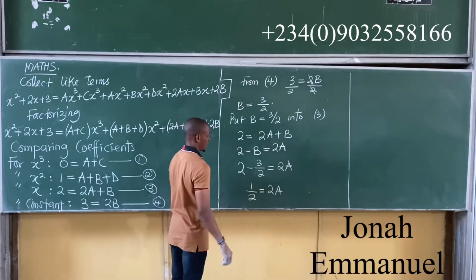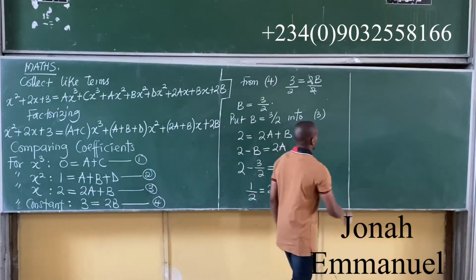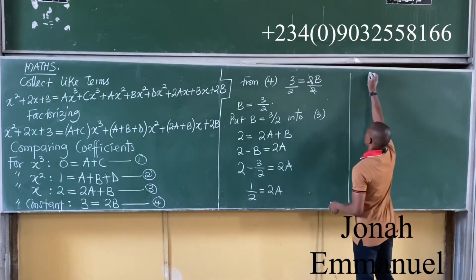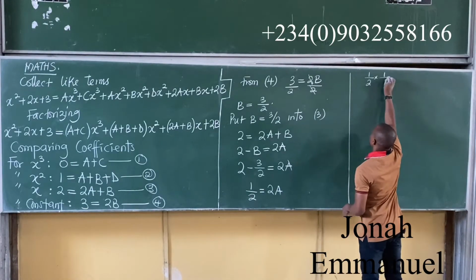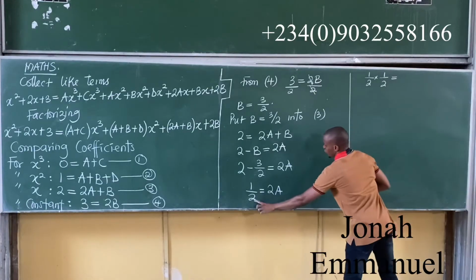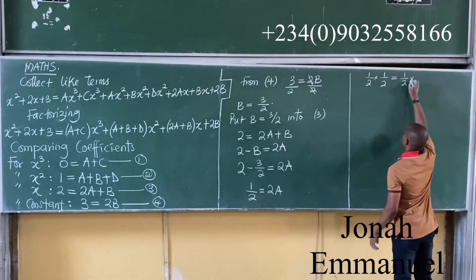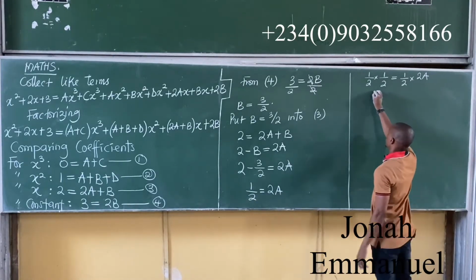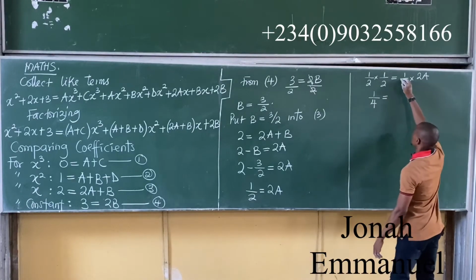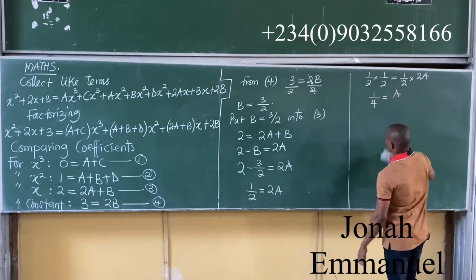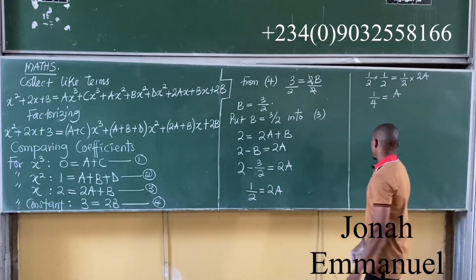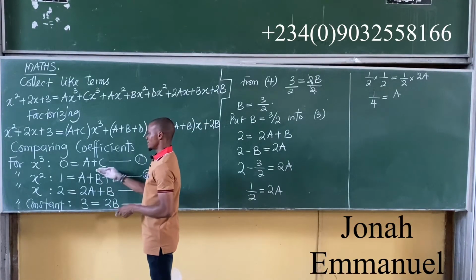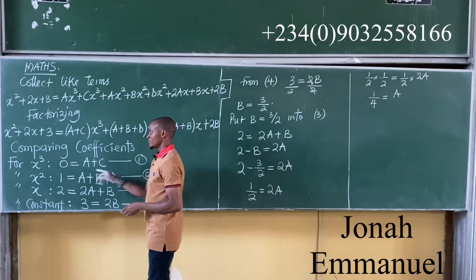To get a here, what do you do now? Divide by 2, or you can say multiply both sides by 1 over 2. I'll have 1 over 4 is equal to a. That means I've gotten b as 3 over 2 and a as 1 over 4. Next, depending on which you want to start with, you can start with c. To get c here, it's easy enough.